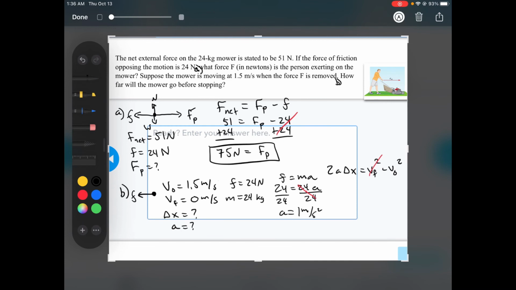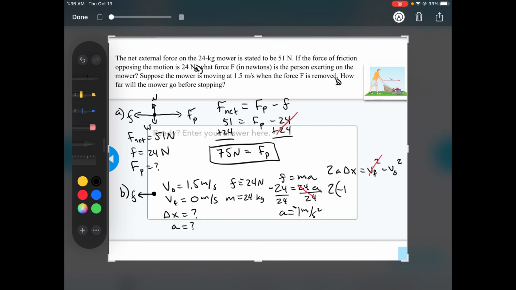Now we do have to keep in mind that this acceleration, the frictional force, is really a negative 24. It's moving to the right, but the frictional force is to the left. So this is actually a negative 1 meter per second squared for our acceleration. It's going to make a difference here, because now that we've eliminated that final velocity, we'd have a negative at the end. And we don't want that for displacement here, because it is moving forward.